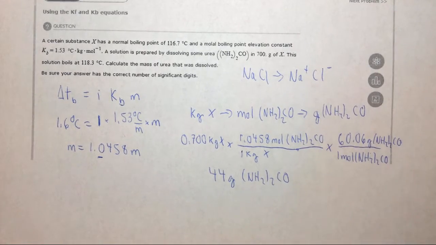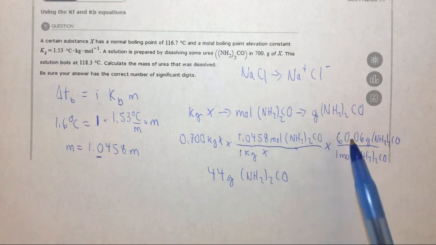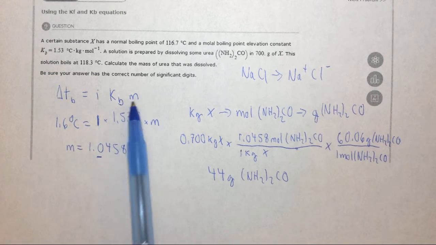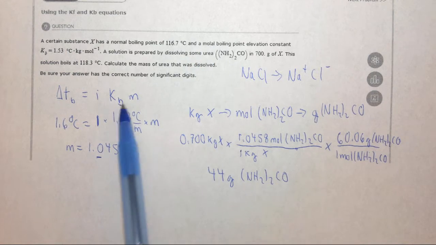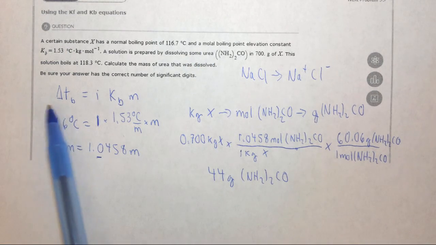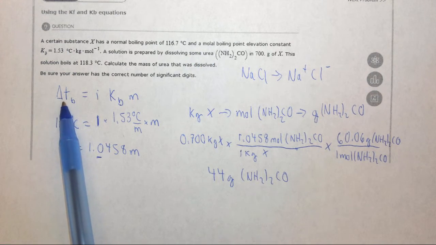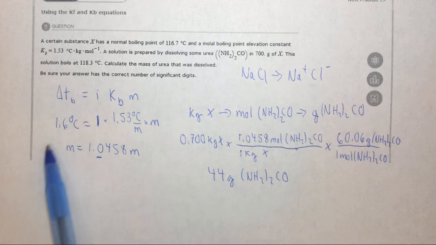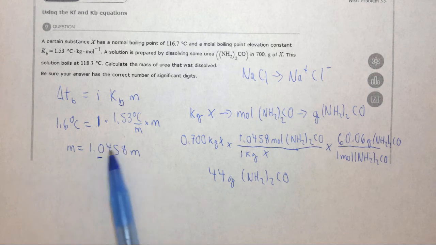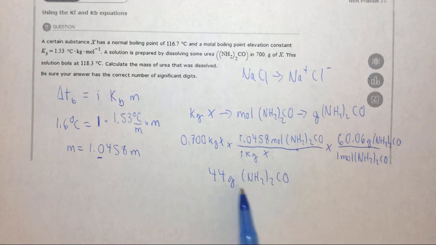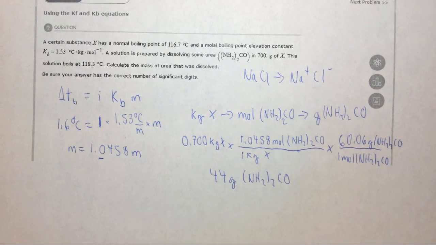Some of the questions that I saw in this topic are more straightforward, and you're just solving for molality, or you're actually given the information where you can calculate molality, and you're solving for the change in temperature or the final temperature at which something boils or freezes. But in this case, you first want to find the concentration, and then use the concentration to find the mass of the substance that you need.